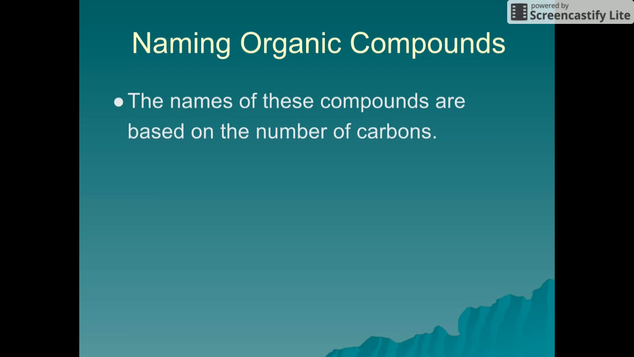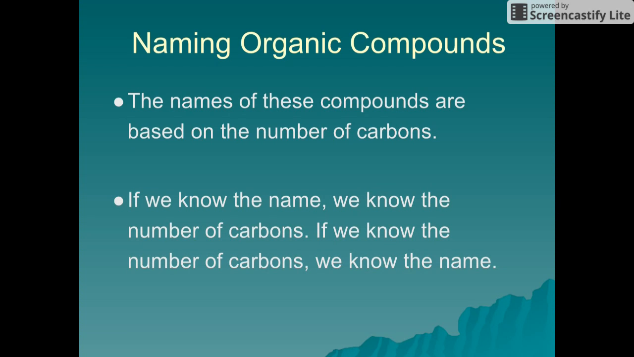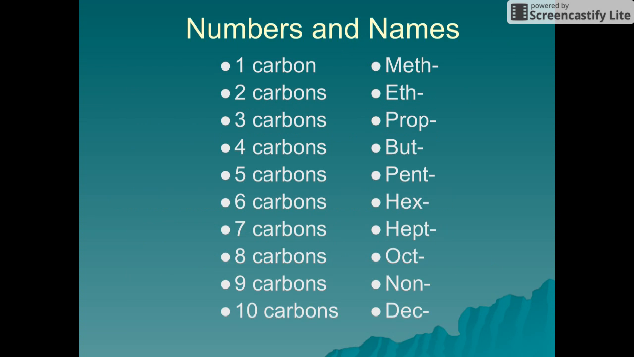So, when we're naming organic compounds, the important thing to remember is that the name tells you how many carbons there are in that compound. The name and the number are paired together. If we know the name, we know how many carbons. If we know how many carbons, we can know the name. So let's get rolling. You've got to write this down.